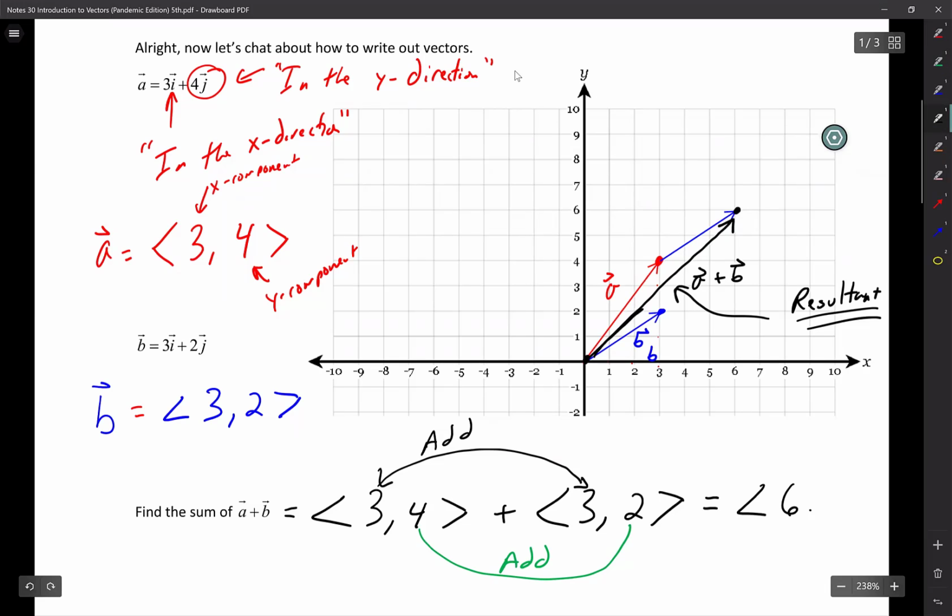3 plus 3 is 6. 4 plus 2 is also 6. So notice that my resultant vector terminates at 6, 6. Yep, it does. 6, 6. Perfect. Everything is beautiful. Everything makes sense.